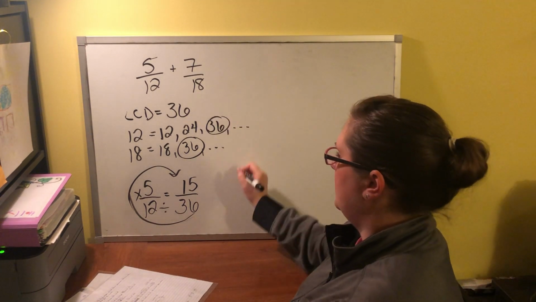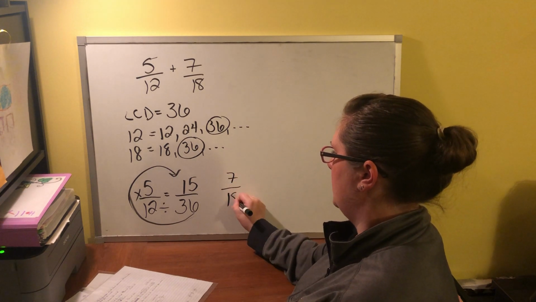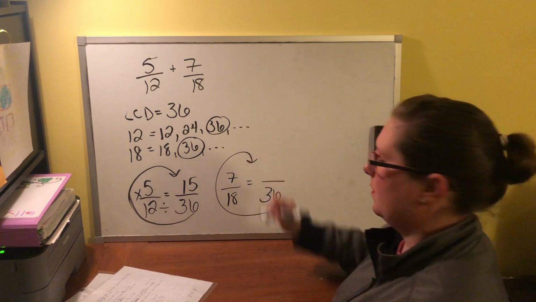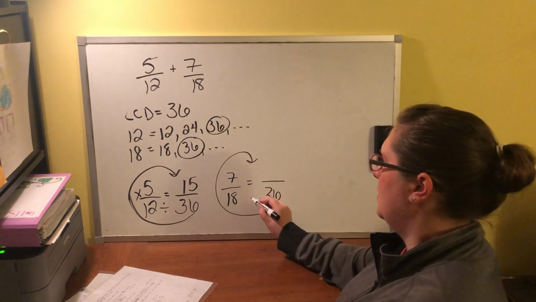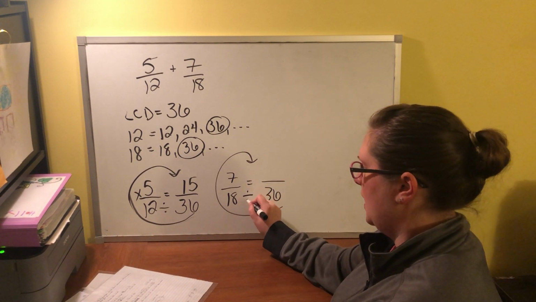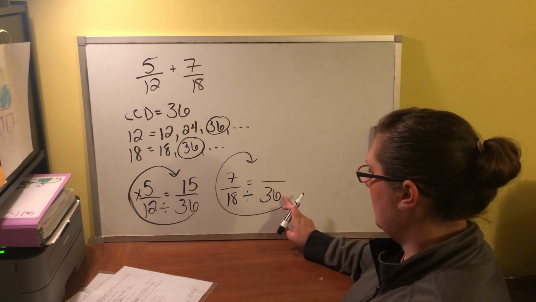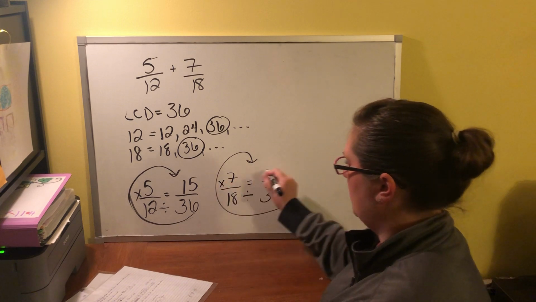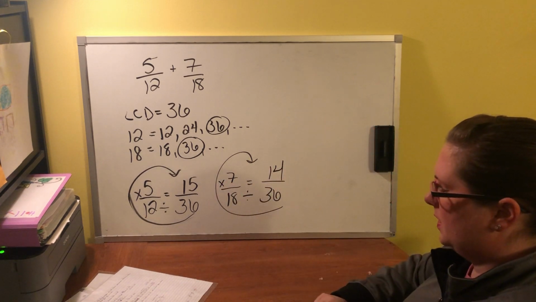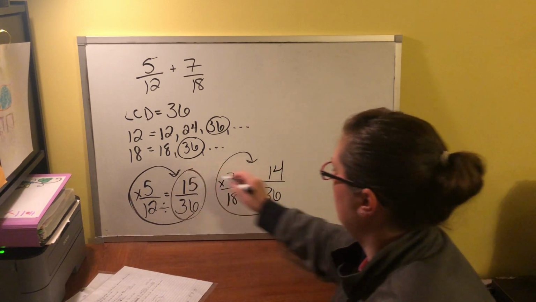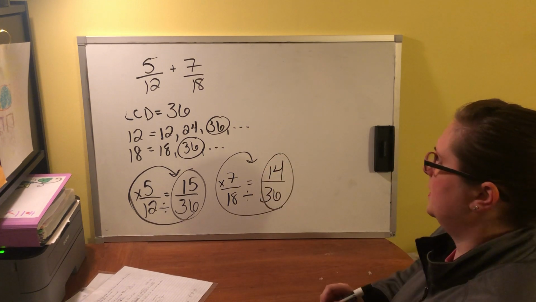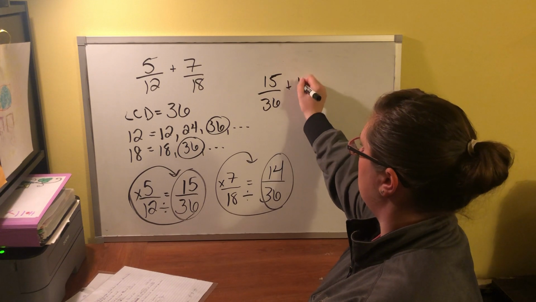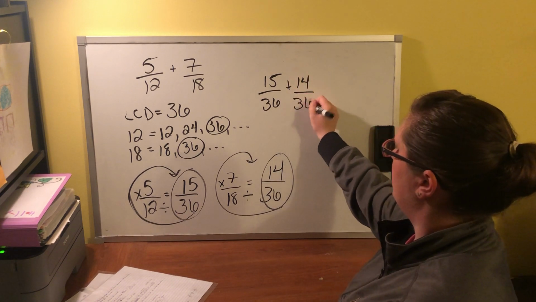And we're going to do the same thing with 7 over 18 with a denominator of 36. Building equivalent fractions, we're using our circle method. In the left direction, we're going to divide. So we have 36 divided by 18 is 2. 2 times 7 gives us 14. So now we have our two fractions that we can go ahead and add together. So we have 15 over 36 plus 14 over 36.